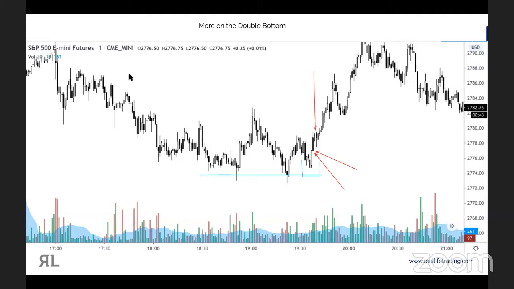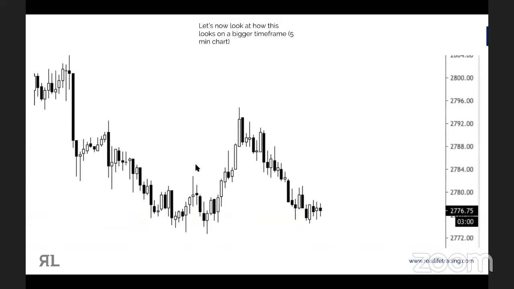Kelly says, 1 minute chart is very fast for a starter to recognize. I agree. No, it's quick. It's quick. This is that exact same chart on a 5 minute time frame.